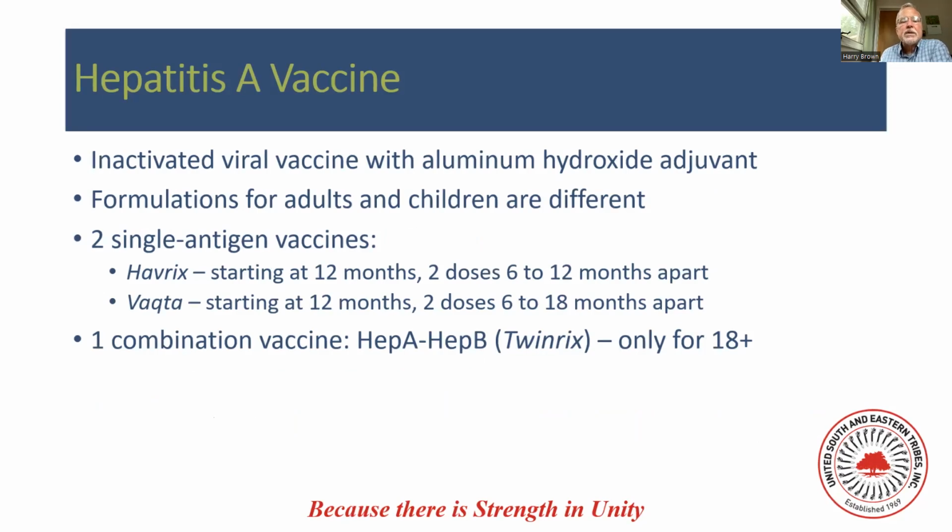Now, the vaccine, it's an inactivated viral vaccine, has an aluminum hydroxide adjuvant. Be careful, there are 2 different vaccines. And there's a combination vaccine with hepatitis B, but the formulations for adults and children are different, so make sure you're using the pediatric vaccine in kids. Next slide, please.